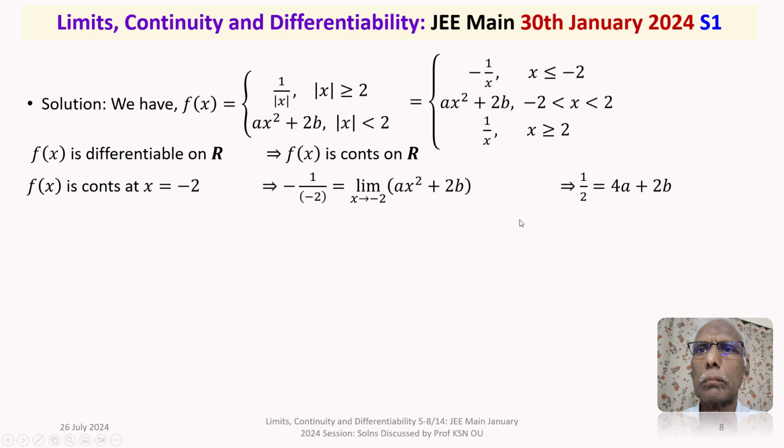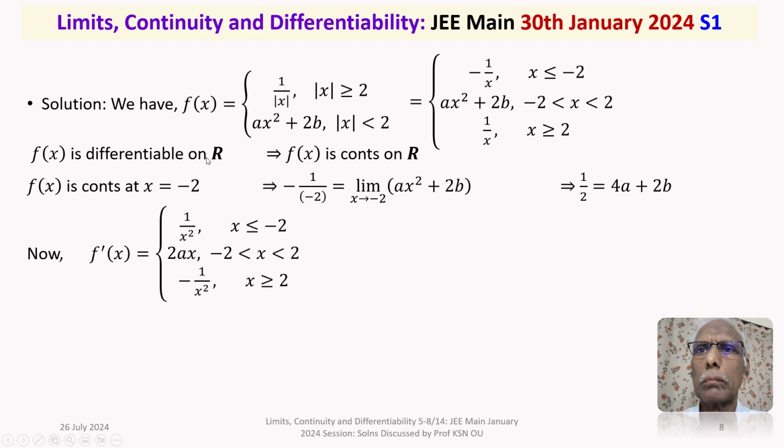Keep it like that. Now, it is given f of x is differentiable on the whole of the real number line. Then the derivative of f of x, that is f prime x, is equal to the derivative of minus 1 by x, which is 1 by x square. The derivative of ax square plus 2b is 2ax. The derivative of 1 by x is minus 1 by x square in the same intervals, in the same domains. Agreed.